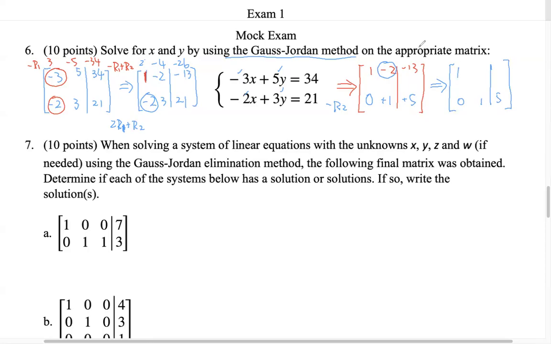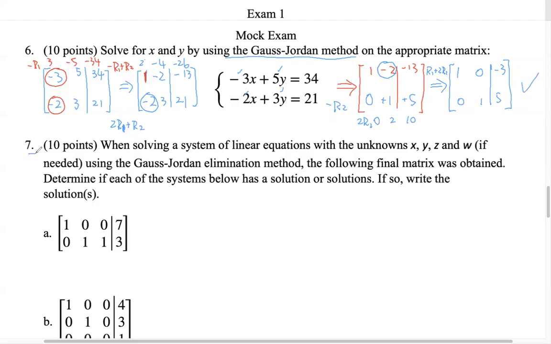Then this is 1. So how do I make this entry 0? I can do R1 plus 2R2. Right? So 2R2, I get 0, I get 2, I get 10. 1 plus 0 is still 1. Negative 2 plus 2, 0. Or negative 13 plus 10, negative 3. That's it. It's solved. X equals negative 3, y equals 5.